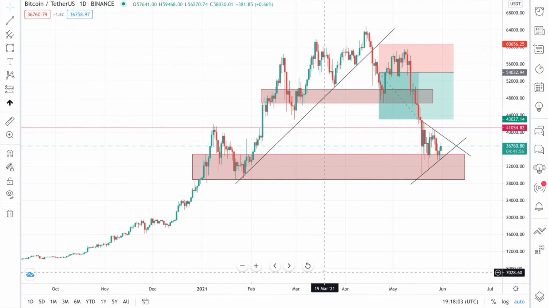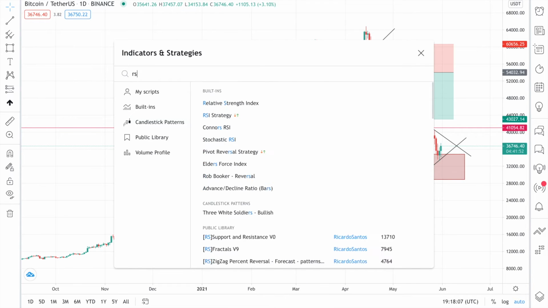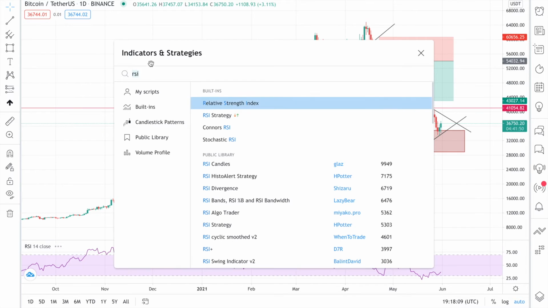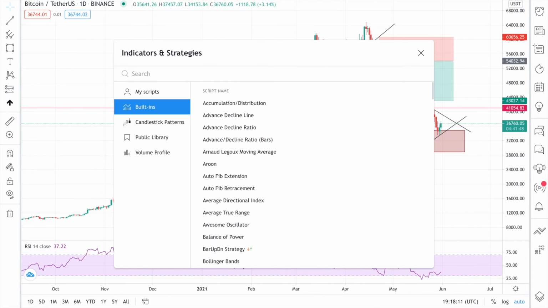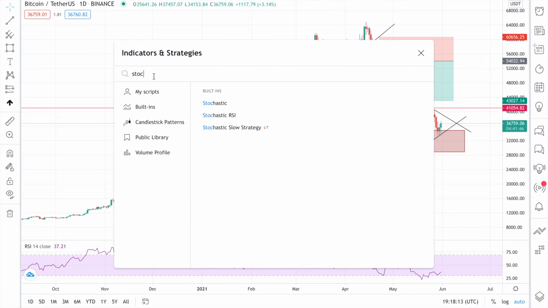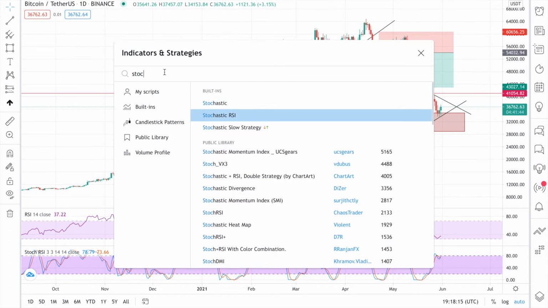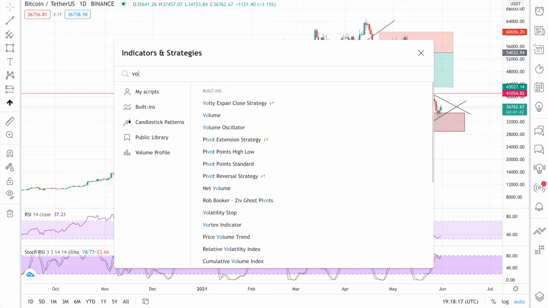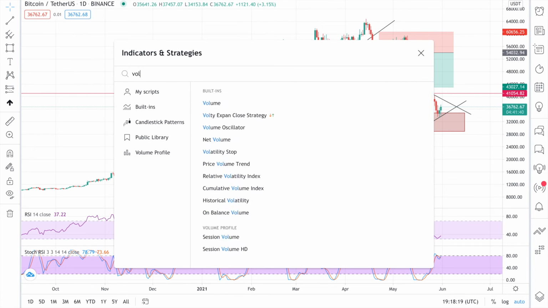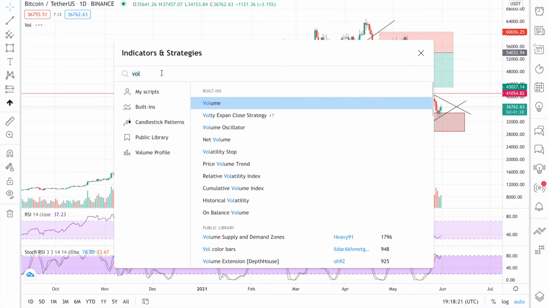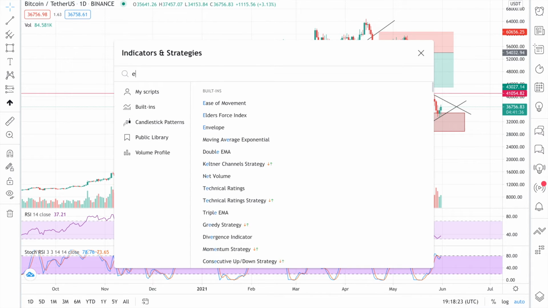Those who make use of indicators, there are indicators like RSI, right? Relative strength index, then stochastic RSI, and volume profile, and then EMA band.